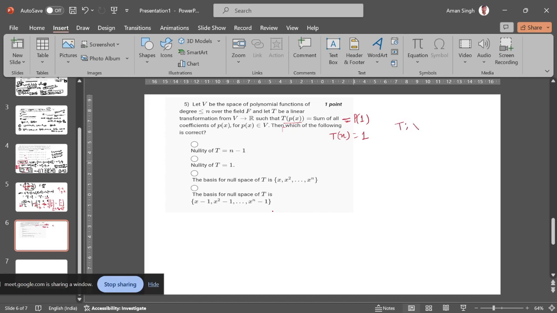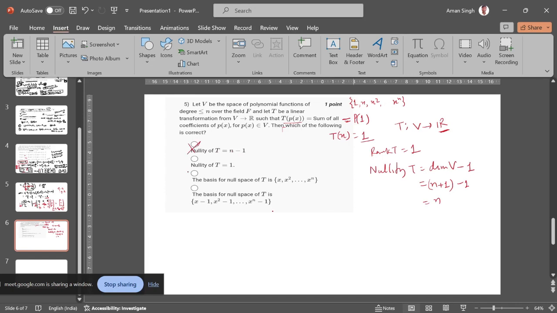T is mapped from V to R. What is the rank of T? Rank T is 1, because once it is getting 1, the range space will be the whole of R, because it is 1-dimensional, and T is non-zero. So the rank of T is 1. So what is the nullity of T? Nullity T is equal to the dimension of V minus 1. What is the dimension of V? n plus 1, right? What is the basis of V? 1, x, x square, up to x power n. This is your standard basis. So this is n plus 1 minus 1, which is equal to n.